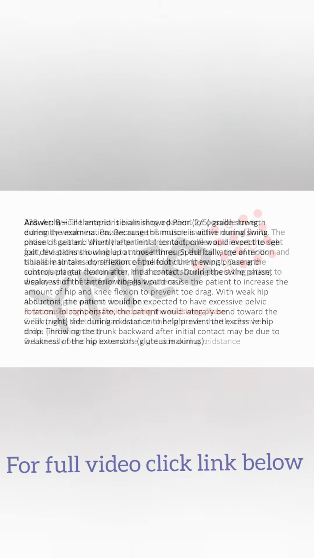Explanation for this question is, the anterior tibialis showed poor, 2/5 grade strength during the examination. Because this muscle is active during swing phase of gait and shortly after initial contact, one would expect to see gait deviations showing up at those times. Specifically, the anterior tibialis maintains dorsiflexion of the foot during swing phase and controls plantar flexion after initial contact.